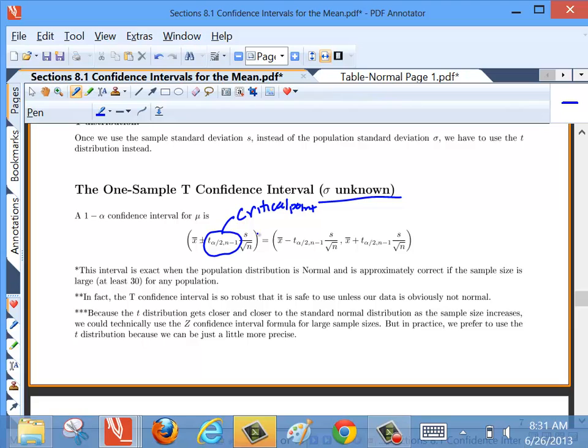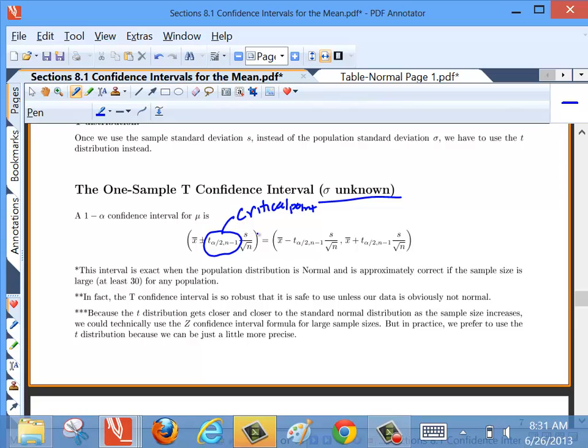Now, the t distribution, or t confidence intervals, t tests, are actually so robust that unless your data is definitely not normal, you're going to be okay to use the t-test. So even if your population isn't quite normally distributed, as long as it's not obviously non-normal, you can still use the t procedures. So we're going to talk about how you can figure that out.